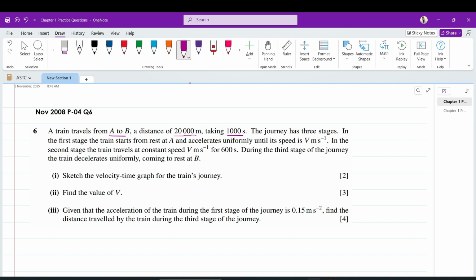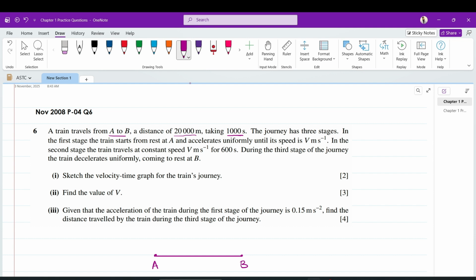Okay, so let's underline some of the important information. We know that the distance from A to B is 20,000 meters. So let me draw a diagram. Now understand something. It is very important that you draw a short, quick sketch of what the situation is. It is very important to visualize the situation so that you are able to see what quantities you have and what calculations you need to do. You will also be able to identify what missing information you need to find out first.